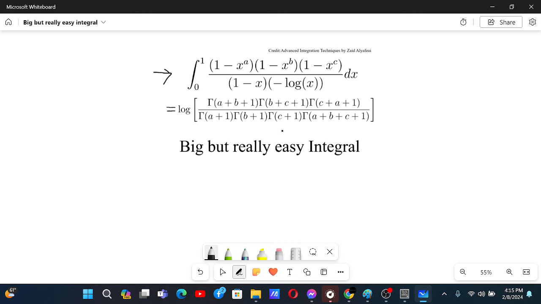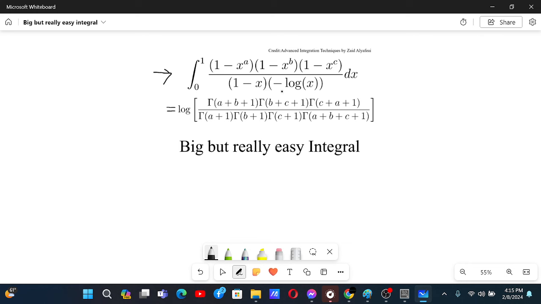Big but really easy integral. So this integral over here looks monstrous at first, but it's not really that hard, and this integral is from Advanced Integration Techniques by Zaid Alyafeai. Okay, now let's see how we solve this integral.